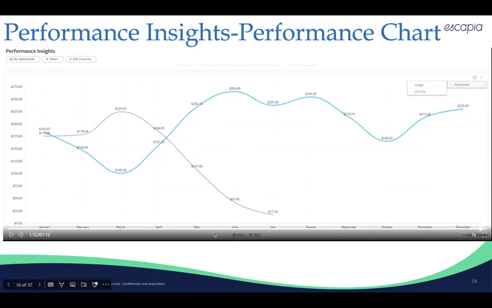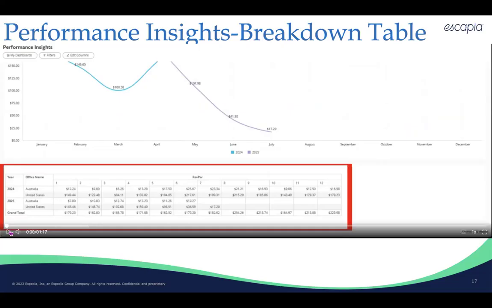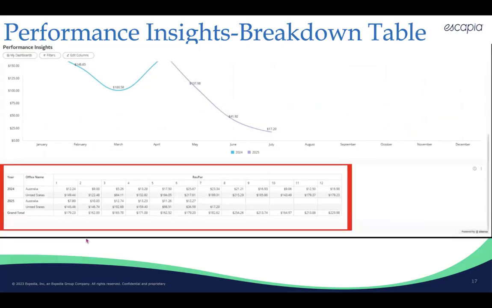Now, also on the performance insights, we have the breakdown table. The breakdown table specifically is going to be located underneath the chart. So you just have to scroll down a little bit. And you'll notice here, it's just going to give you a breakdown based on what's currently in the chart. So currently we're displaying revenue, and it breaks it up by month, the number correlates with the month. And then we also have it broken down by office in this performance insights chart automatically.